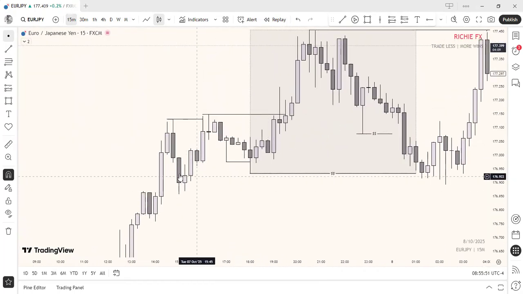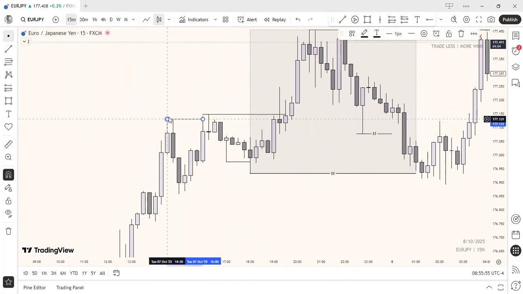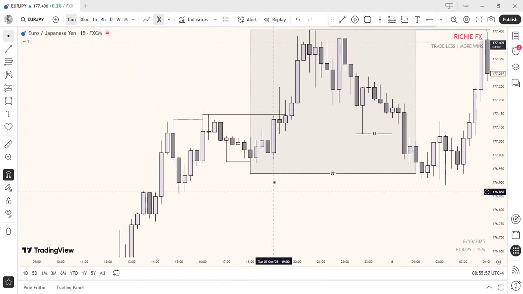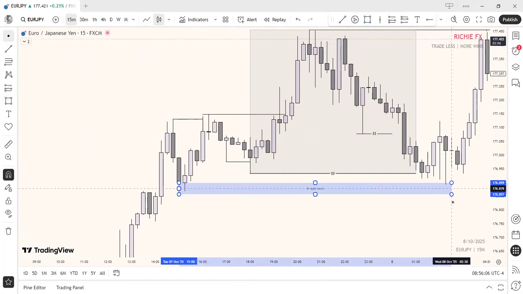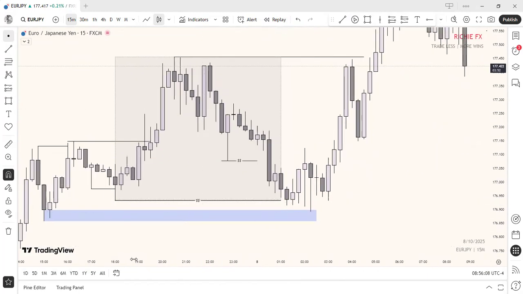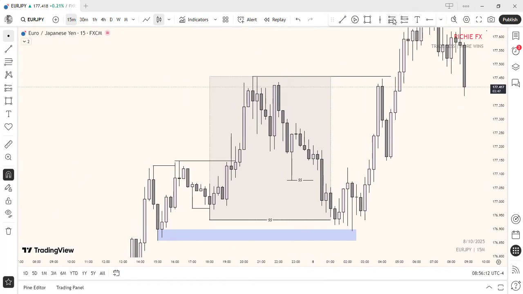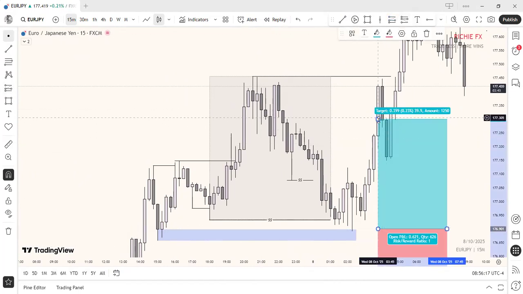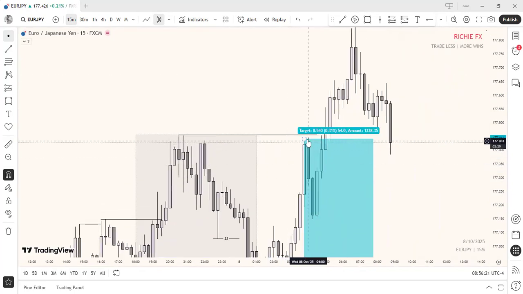So here on M15, you can see that we had this one as a break to the upside. Then this was the Asian low that acted as liquidity. So from there, we shall mark this candle wick as our entry point. If you enter from there, you'll be targeting this high.